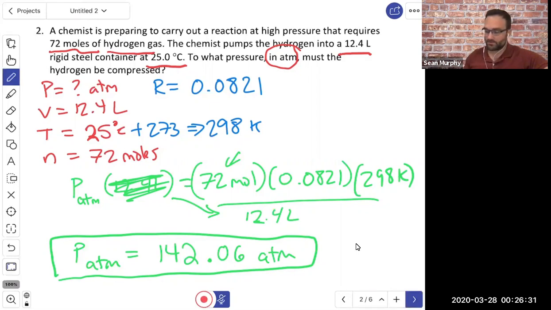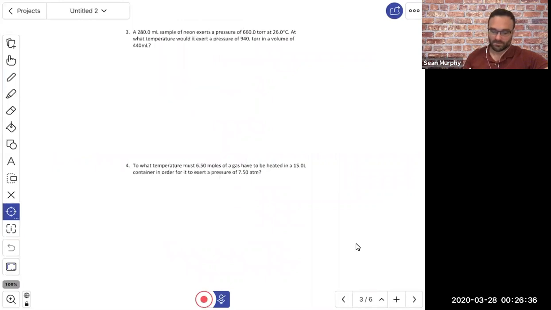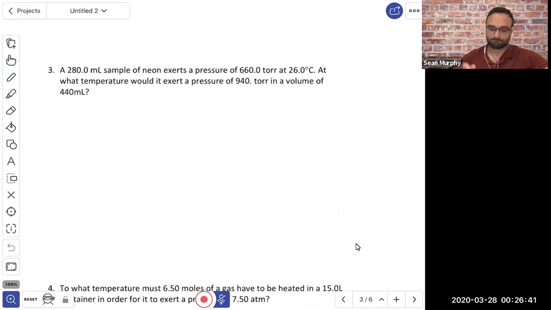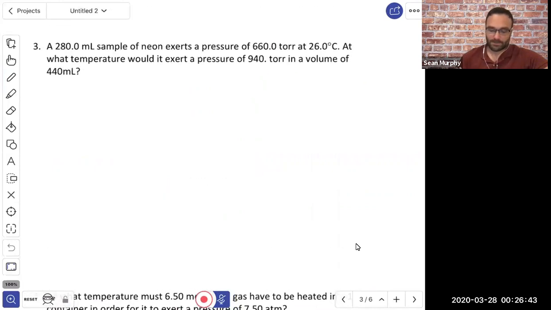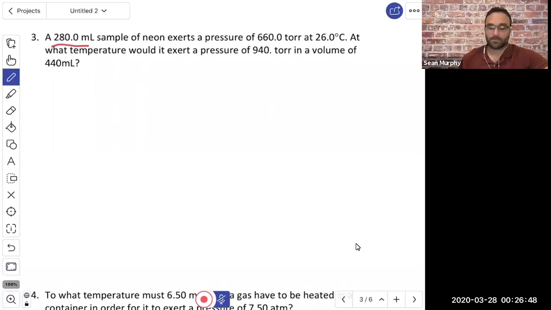Let's go to number 3. Let's see if I can zoom in here. All right. Let's go back to red. A 280 milliliter sample of neon gas exerts a pressure of, there's our pressure, 660 torr at 26 degrees Celsius. At what temperature? Wait a second. They gave us a temperature and we're looking for another temperature. Red flag.